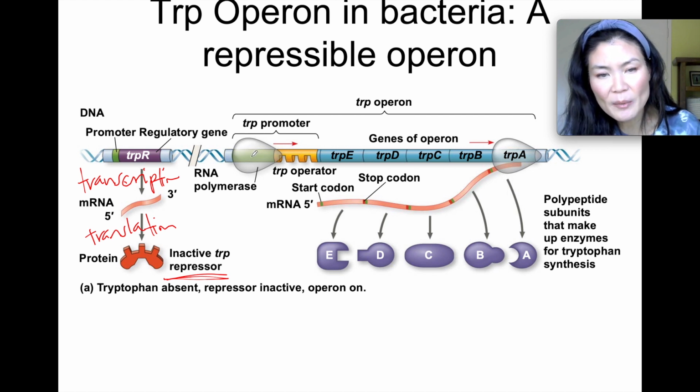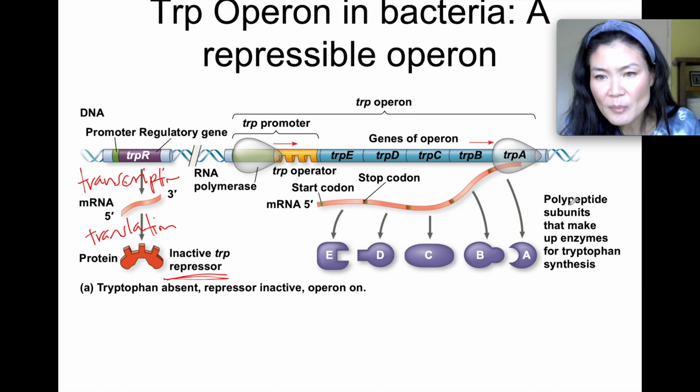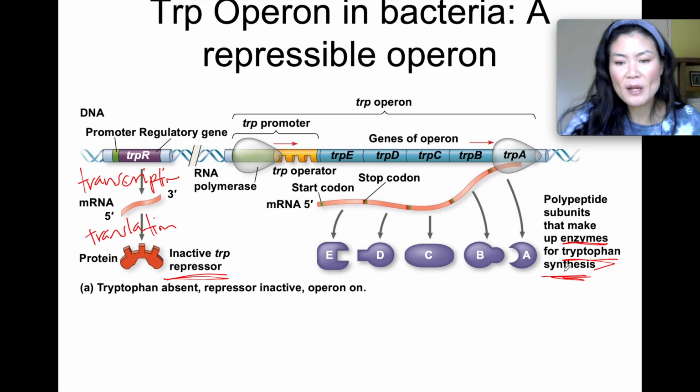Okay, so there's our RNA polymerase. It's going to move down to the genes, and then it's going to make the mRNA, and from there the ribosomes are going to start making the amino acids, polypeptide chains, it's going to start making those proteins, okay? And these are, in the trp operon, polypeptide subunits that make up enzymes that are going to be used for tryptophan synthesis.